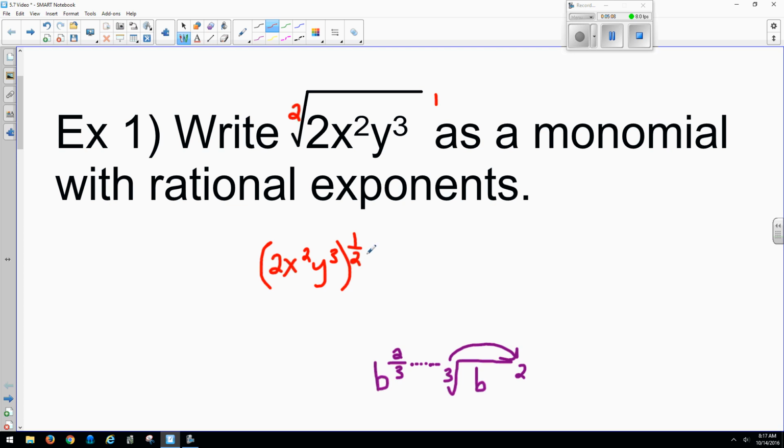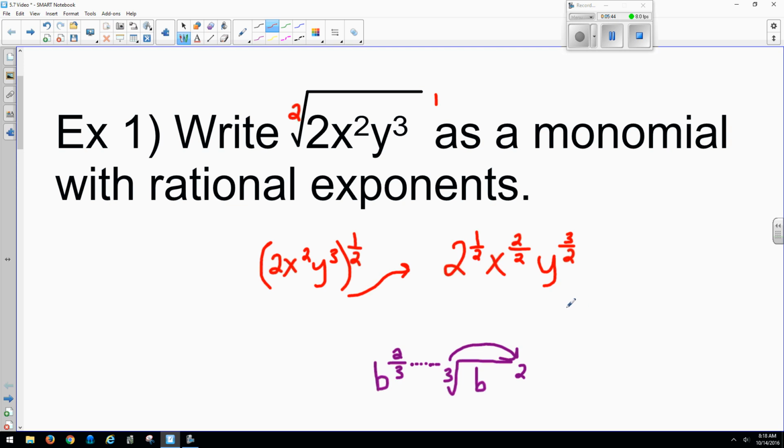All right. So now I'm going to simplify this. So this is 2 to the 1/2, and there's nothing I can simplify with that, so I'm just going to leave it as 2 to the 1/2. Now, do you remember what we do with exponents if we raise a power to a power? You multiply them. So this is going to be x to the 2/2 power and y to the 3/2.